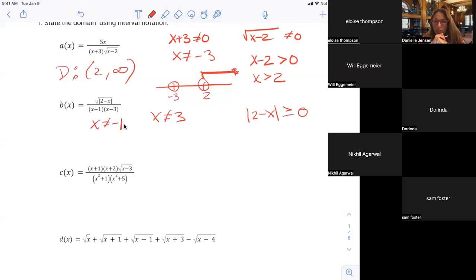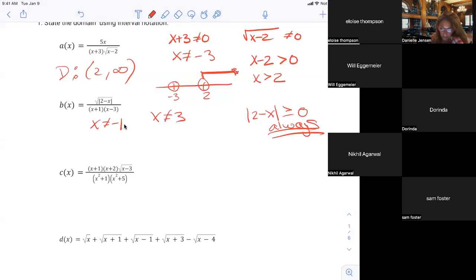What do we know about absolute value? What comes out of an absolute value? A positive number. Yeah, so a positive number or 0. So isn't it always going to be greater than or equal to 0 in this case? Yes. Yeah, so no restriction comes out of this. So this is always the case.